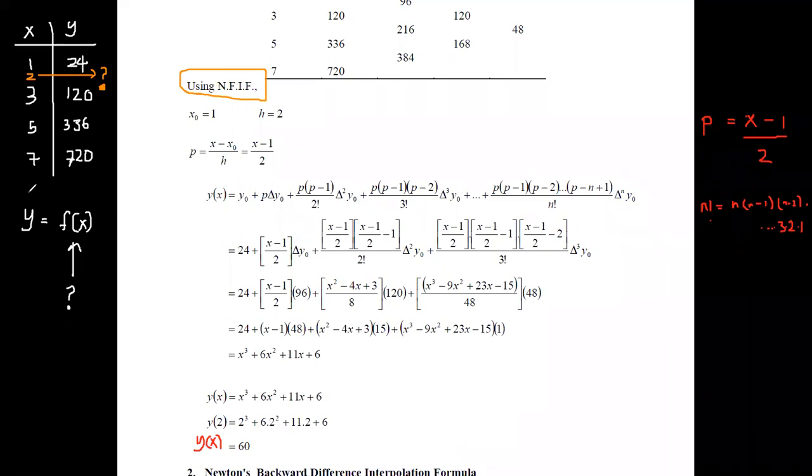Now you may identify the value of h, and to identify the value of p, you can take the value of x equal to 2. The value of x is now equal to 2, because this is the value that you need to obtain y for, where x equals 2. Therefore, in this form we can say the value of p is now equal to 0.5.